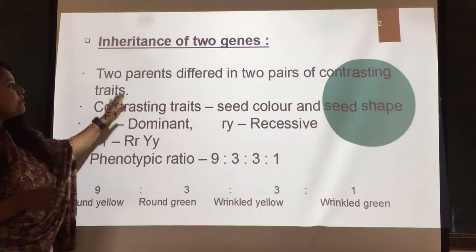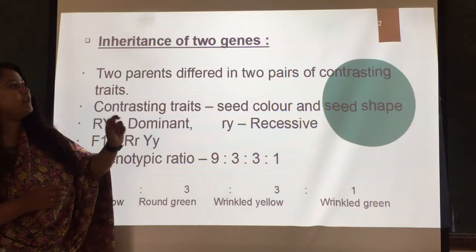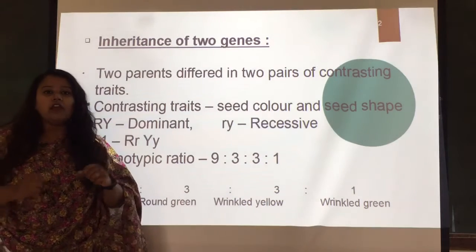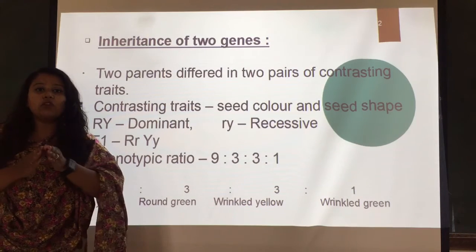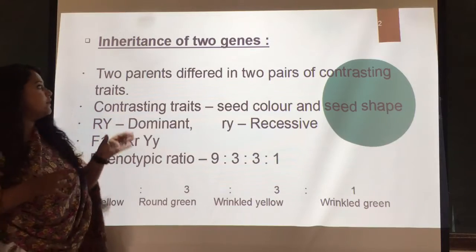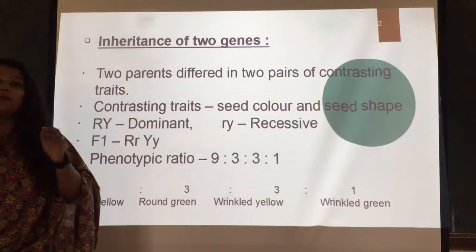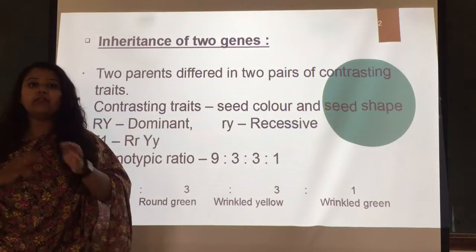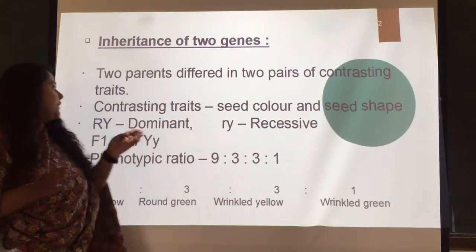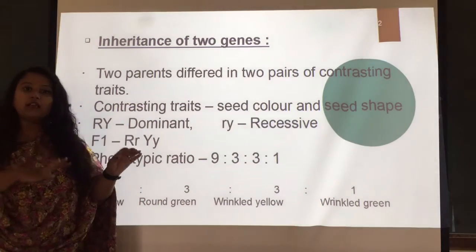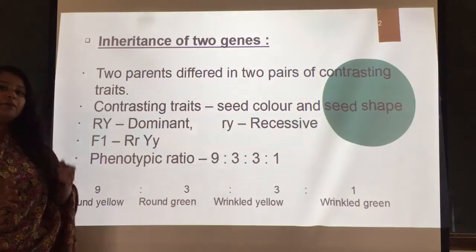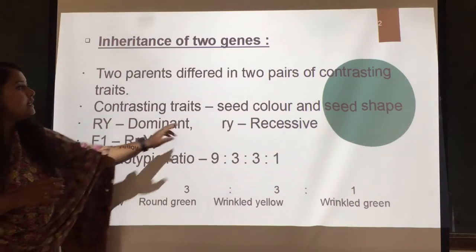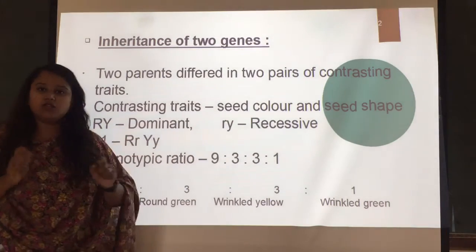So first, two parents differ in two pairs of contrasting traits, right? Contrasting traits means both of them are opposite to each other, right? So here both parents differ in both the contrasting traits. The contrasting traits we are going to see in the example given in your textbook are seed color and seed shape, right?